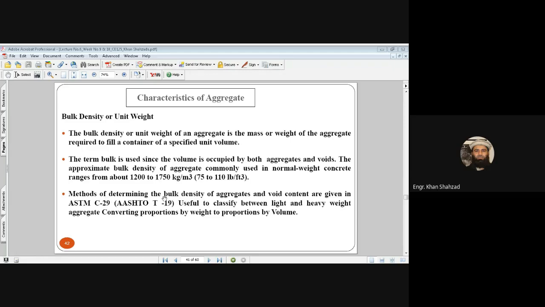Methods of determining the bulk density of aggregates and void content are given in ASTM C29 or American Association of State Highway and Transportation Officials T19 document, useful to distinguish between light and heavy weight aggregates, and converting proportions by weight to proportions by volume. So I hope you have this in the complete lab course, but if it is not here, then you will have this in the fourth semester in the Soil Mechanics 1 lab course, and you will have to perform this over there in the soil mechanics lab.